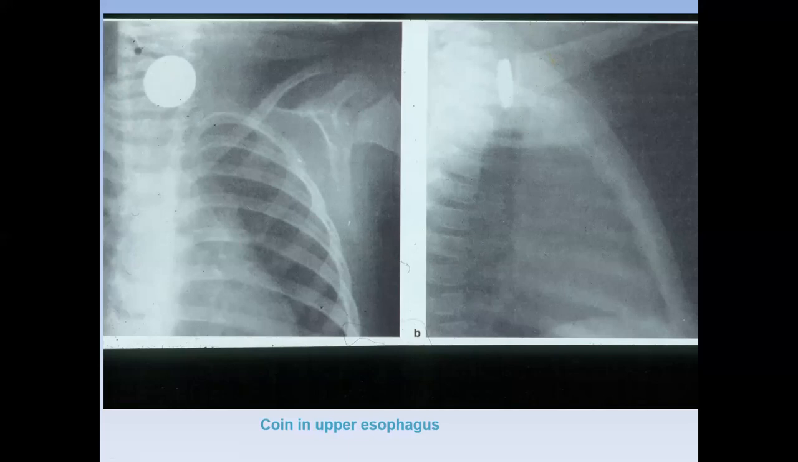If it was in the trachea, it would be vice versa, because remember that if this is the orientation of the trachea, the vocal cords are like this. So the foreign body will be sagittal on AP, and you will have the frontal view on lateral. That is if it was in the trachea.